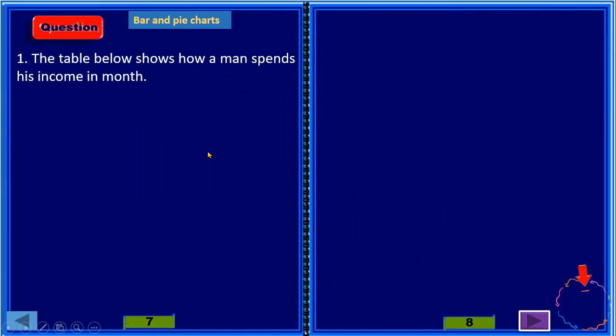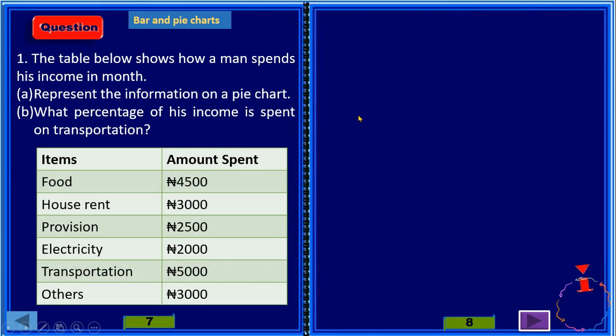The question now. The table below shows how a man spends his income in a month. A. Represent the information on a pie chart. B. What percentage of his income is spent on transportation? Let's answer the question together now.